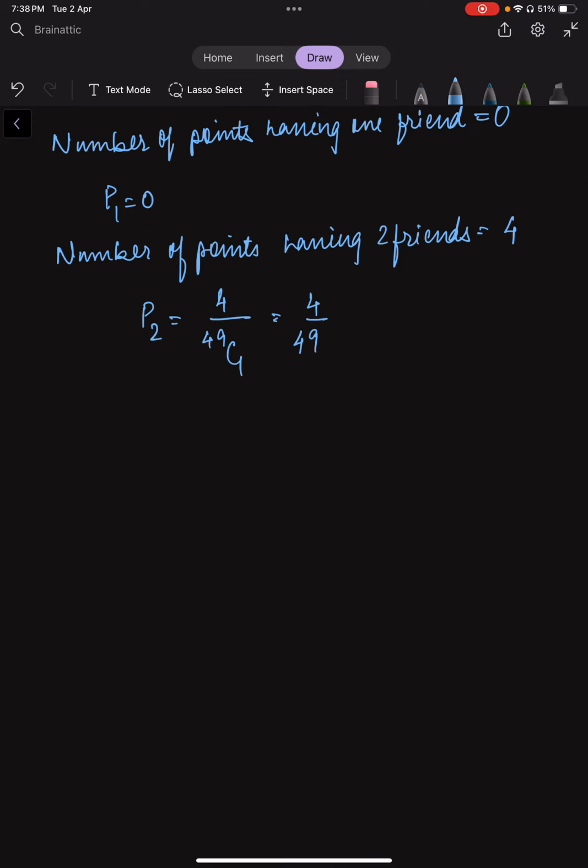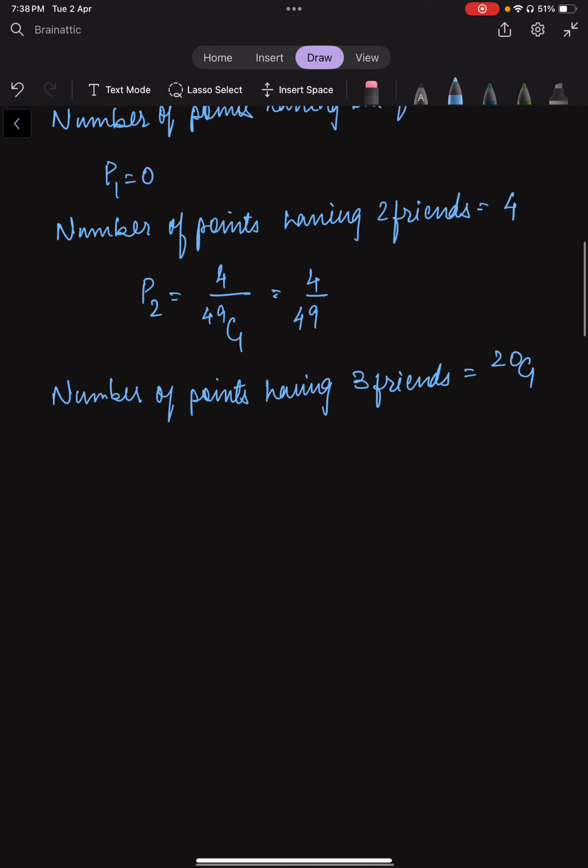Now, the number of points having three friends is equal to 20. You can choose any one guy, so 20C1, which is equal to 20. So P3 is equal to 20C1 by 49C1, which is equal to 20 by 49. This we can also write as 4C1 also.